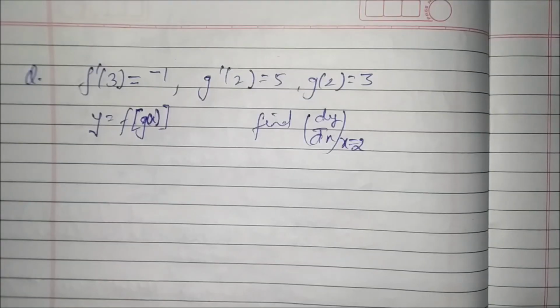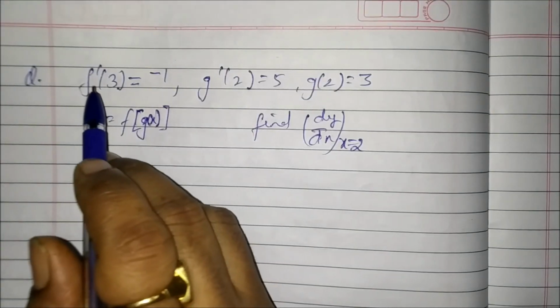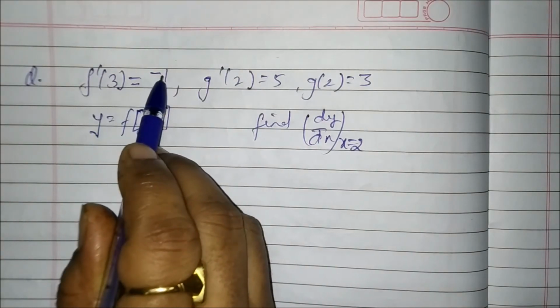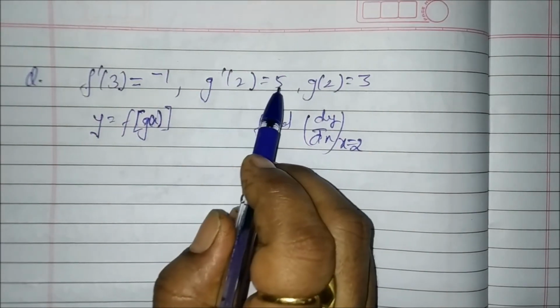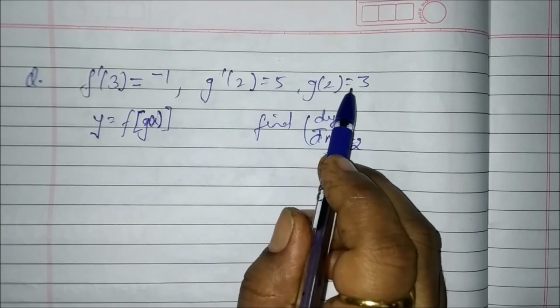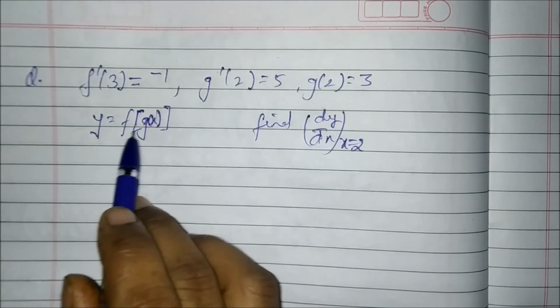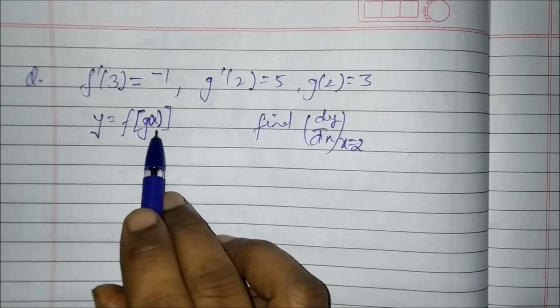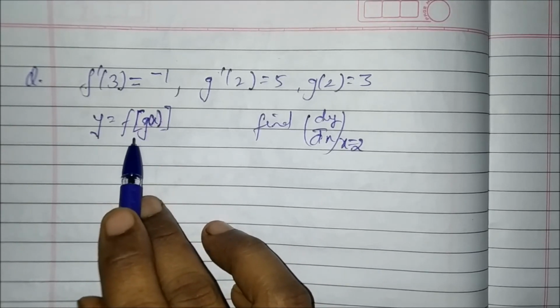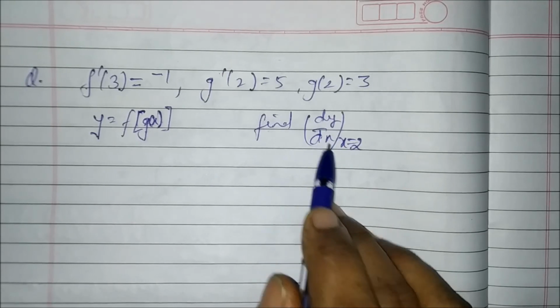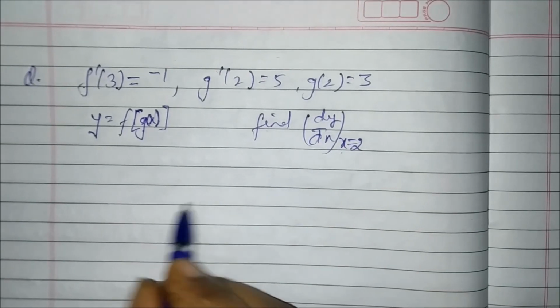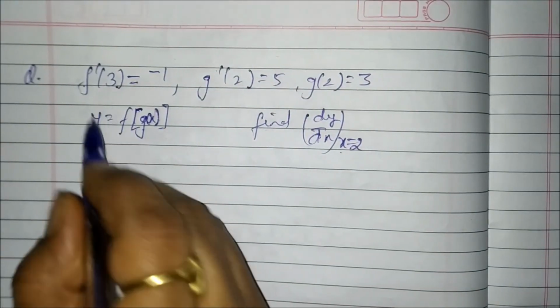Okay, see the next sum. In this sum, it is given the values f dash 3 is equals to minus 1, g dash 2 is given 5, and g of 2 is given 3. And the function is defined as y equals f of g of x. Function of functions is called a composite function. And we have to find dy by dx at x equals to 2. So first of all, we will find dy by dx.